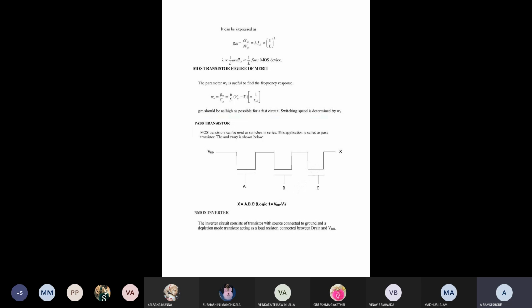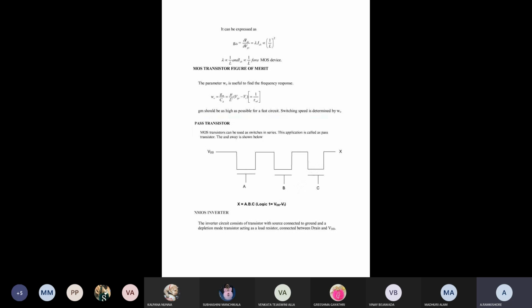So that will be denoted in terms of g_m by C_z, that is equal to mu by L square into (V_GS minus V_T), and that will be equal to 1 by tau.